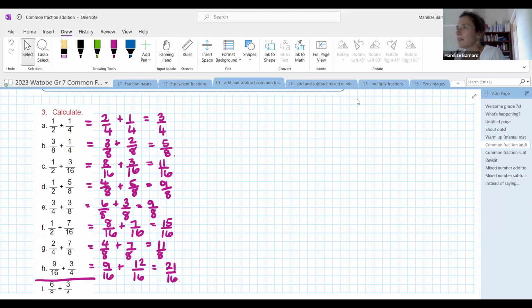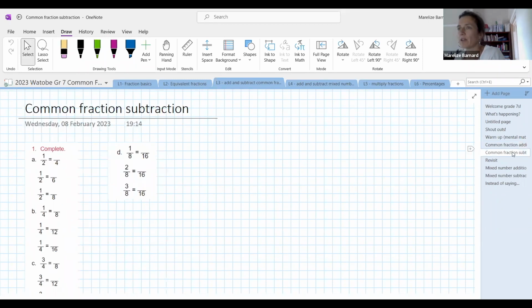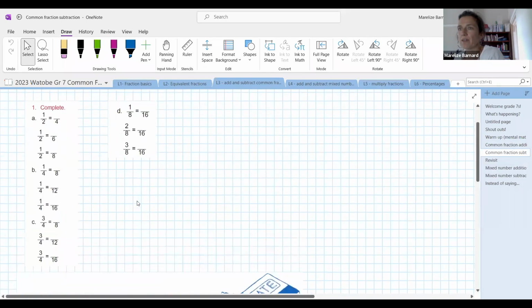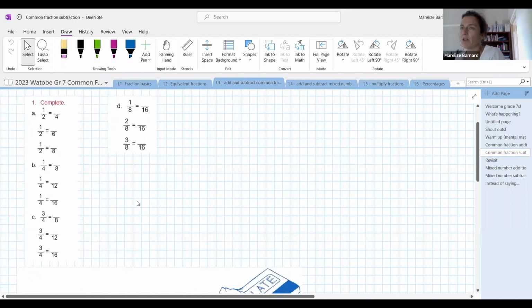So that's adding. And next up, we're going to do some subtraction. But first, we're going to practice our equivalent fractions a little bit. Okay, so for the next few minutes, work on your own and do question A to D.